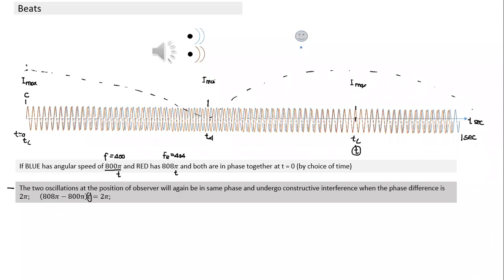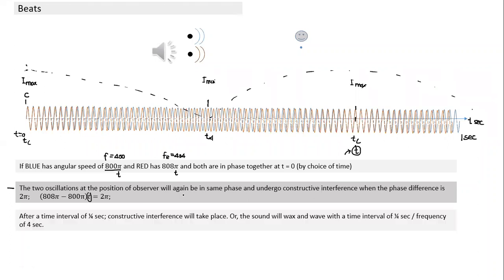We are trying to understand how this t would depend on omega 1 and omega 2. We substitute the phase difference equal to 2 pi. What we find here is that after a time interval of 1/4 of a second, again I'm seeing constructive interference. So if I plot these two colors at t equal to 1/4 second, again there's a maximum. So the time it takes from one constructive interference to the next constructive interference is 1/4 of a second. That comes directly from this calculation.